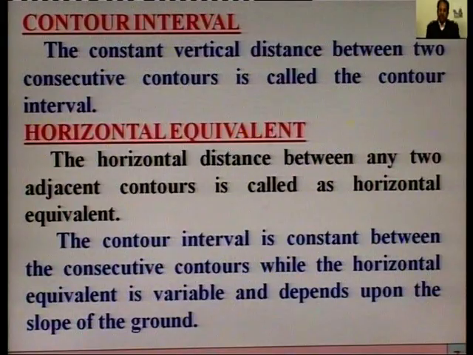The contour interval is constant between the consecutive contours, while the horizontal equivalent is variable, that is, it can change and it depends upon the slope of the ground. So, horizontal equivalent will be more if the slope is flat, and if it is a steep slope, the horizontal equivalent will be less. So, horizontal equivalent depends upon the slope of the hill, whereas the contour interval will remain the same. Once again I repeat, the contour interval is constant while the horizontal equivalent depends upon the slope.